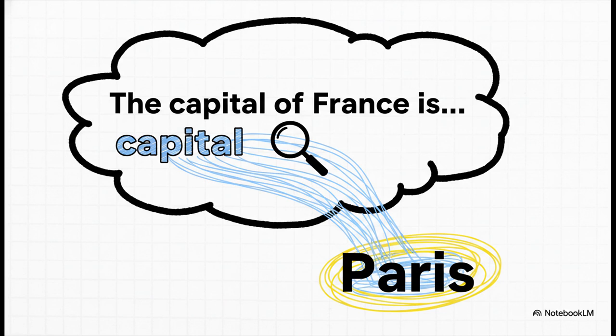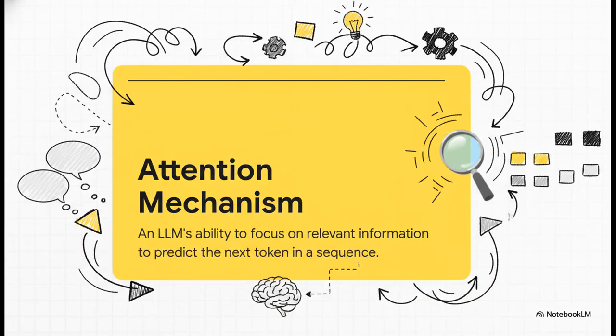And that's exactly what the AI is doing. Just like us, it instinctively knows that France and capital are the most important clues in that sentence. The model gives those words way more attention to figure out that the next logical word is a pretty safe bet: Paris. So officially, this is what we call the attention mechanism. This is the whole magic trick.